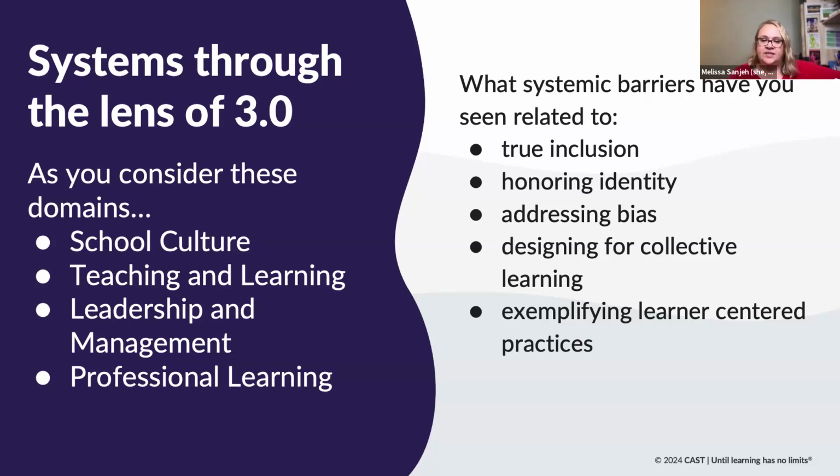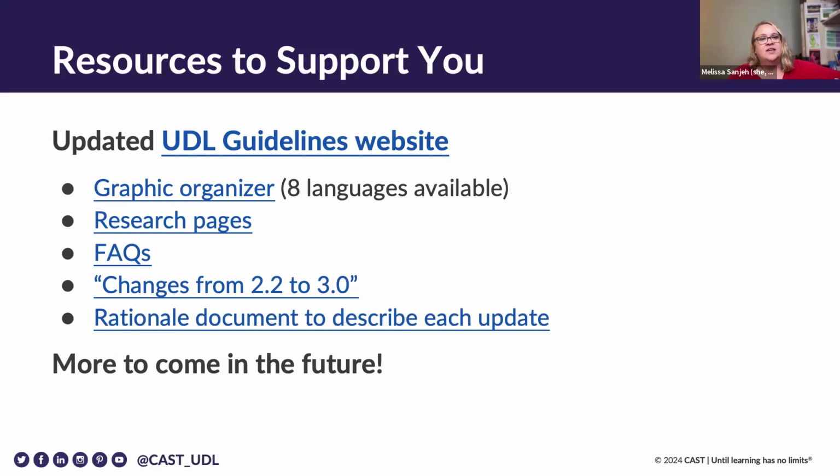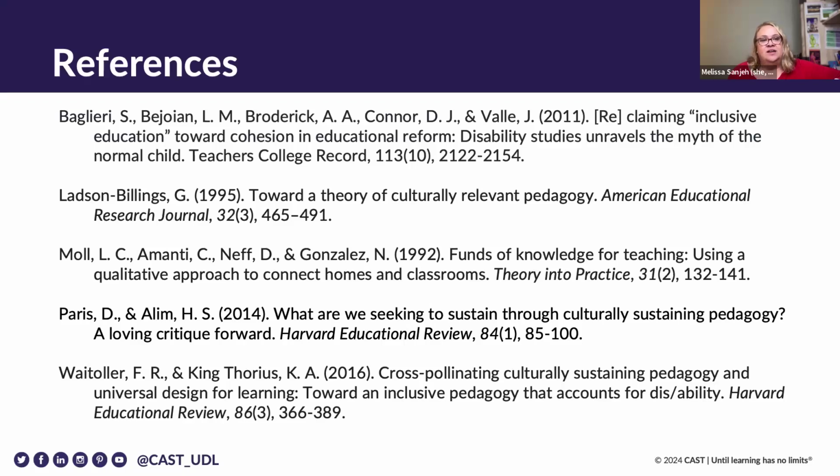But we're getting towards the end of time. Let me just let you know what the rest of this is. We have resources at the end here to support you. There's a guidelines website that has the graphic organizer. There are 8 languages available. It's actually 10 now, we just added 2 more, Portuguese and German. It's very exciting, and we have more coming soon. And the research pages tell all the research behind these, plus some FAQs. If you want to know exactly what changed from 2.2 to 3.0, we have a document on the website for that. And we have a rationale document that describes each of the updates if you're wondering why a change was made. There are also references from the research that Jenna shared with us.